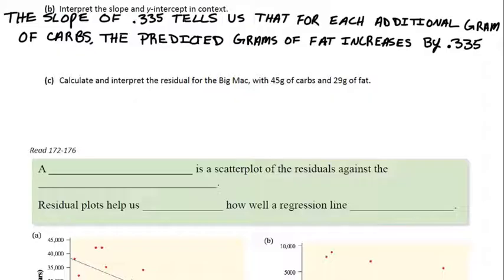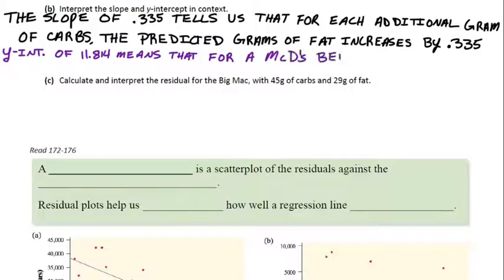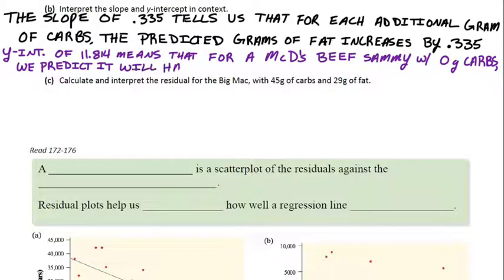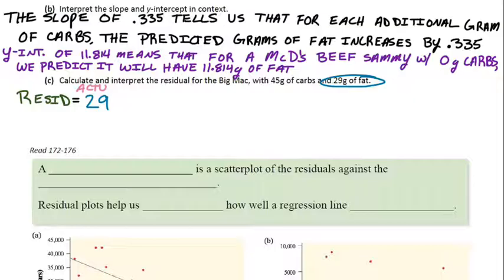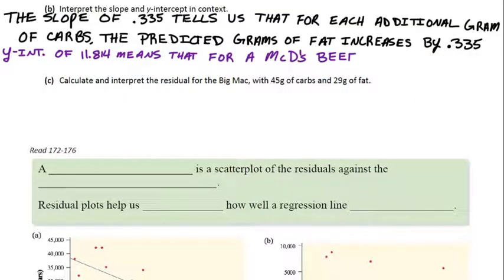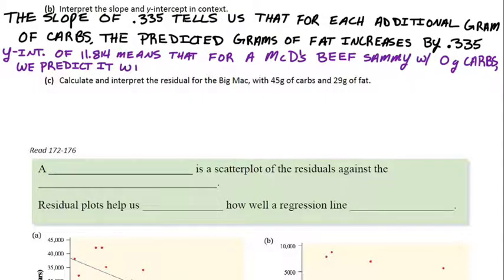And then for the y-intercept, remember that's when the x value is 0. So that would be for basically a carb-free sandwich. So 11.814, our y-intercept, means that for a beef Sammy with 0 grams of carbs, a super low carb sandwich at McDonald's, which doesn't exist, but if there was one like that, we would predict it to have 11.814 grams of fat.